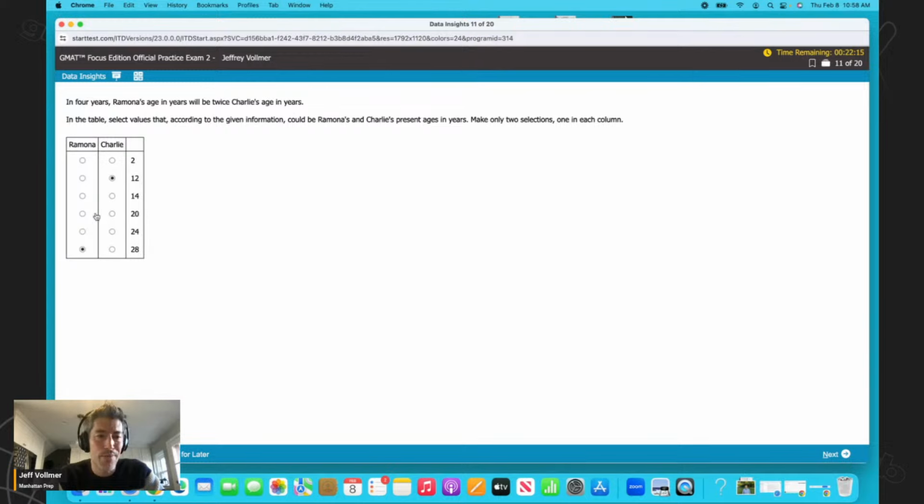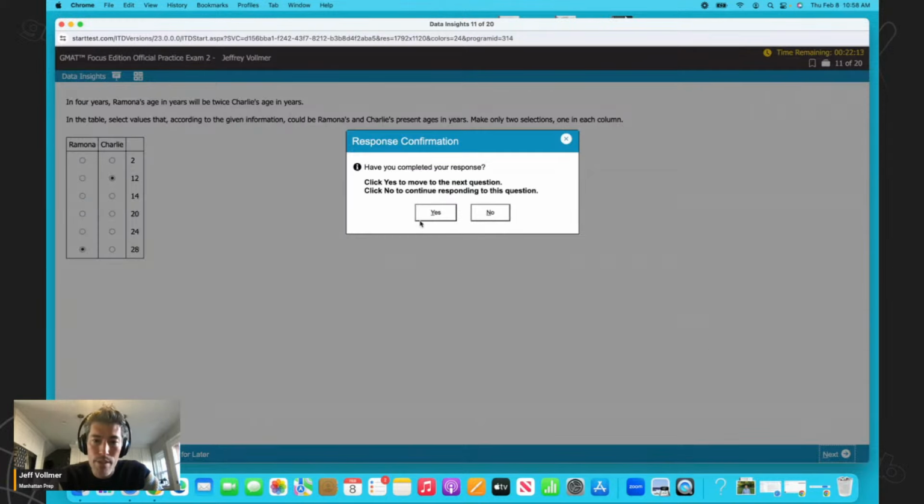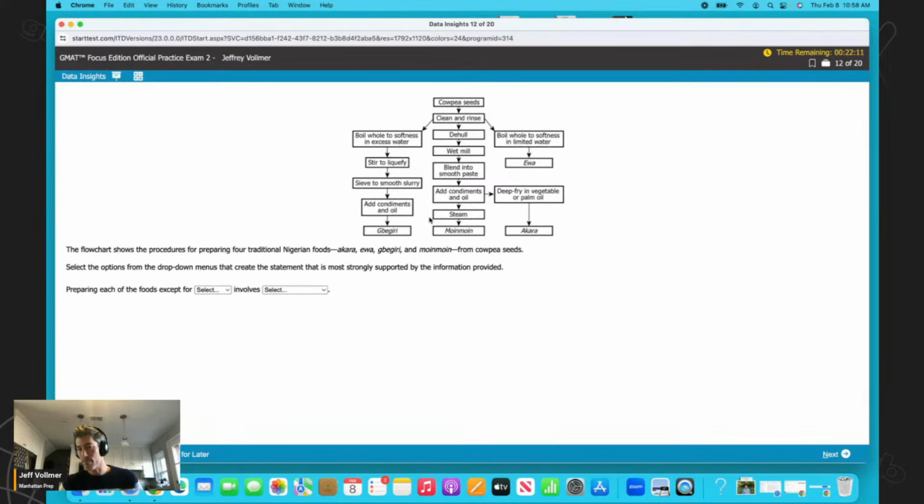I don't know, but I wanted to walk through that by just showing, hey, we can use these problem-solving techniques of working backwards, plugging things in, and seeing that we can still get to the right answer even in the data insights section. The flowchart shows the procedure for preparing 4 traditional Nigerian foods. All right, akara, iwa, there's akara, cool. And here are the other ones from cowpea seeds.